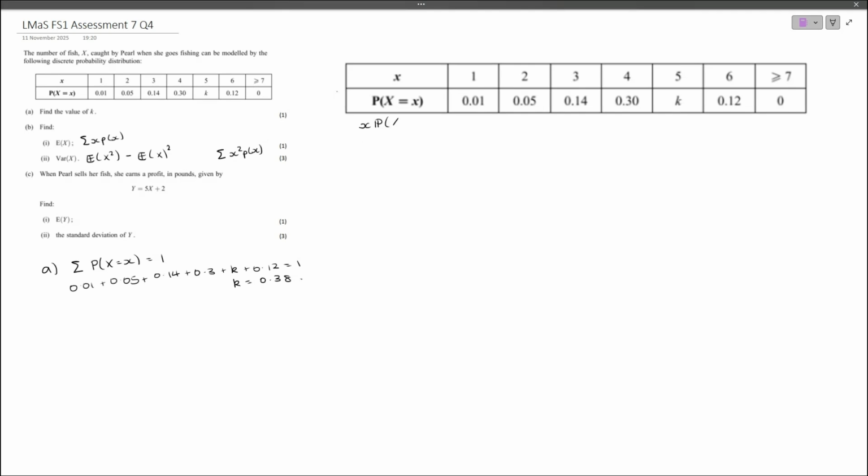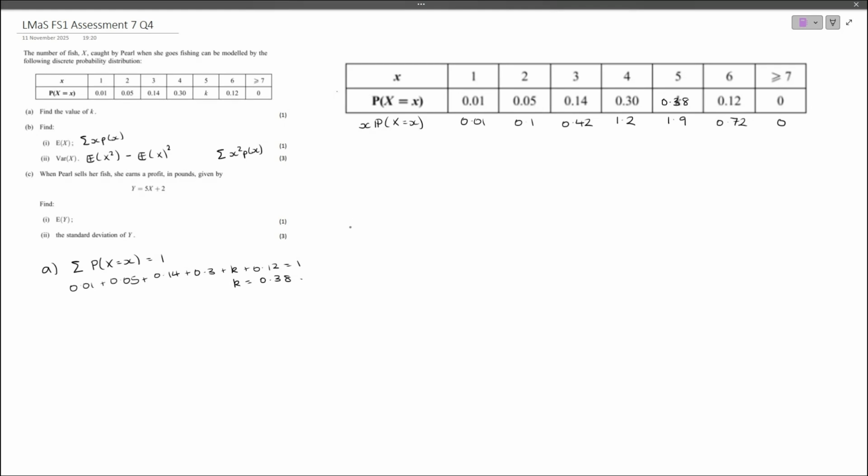So xP(x) is equal to 1 times 0.01, 2 times 0.05, 3 times 0.14, 4 times 0.3, 5 multiplied by 0.38, and 6 multiplied by 0.12. And nothing at the end because it's got a probability of 0.